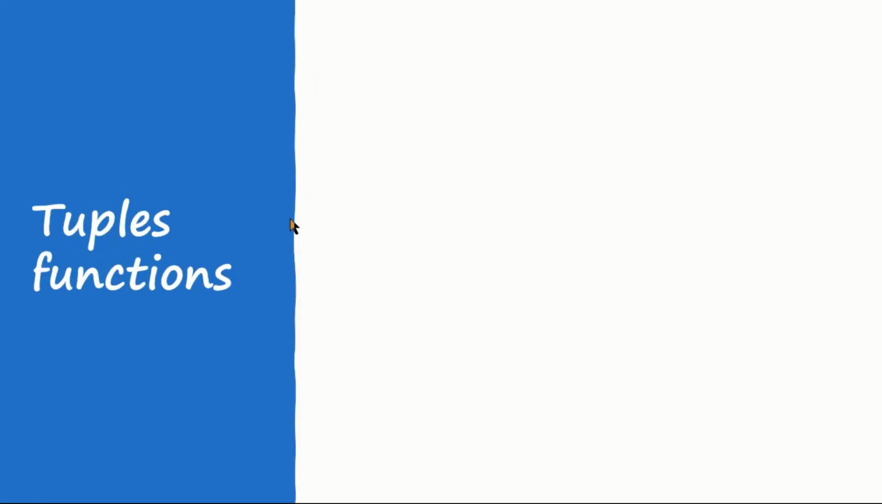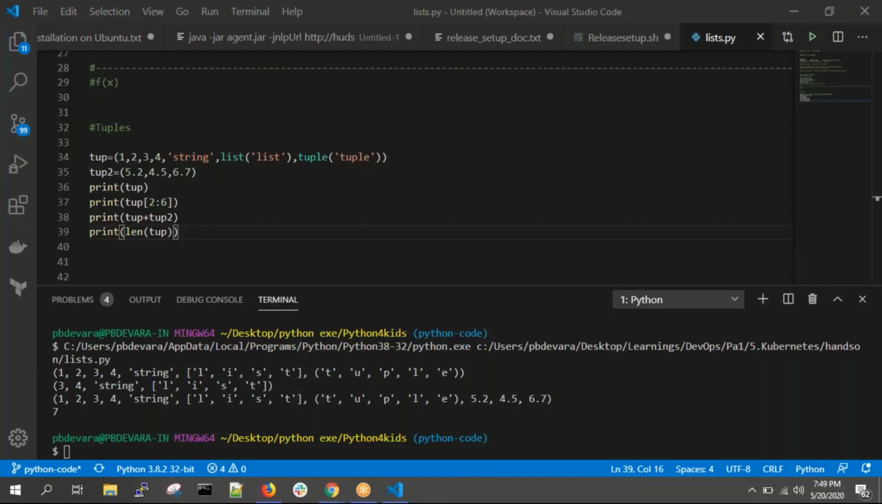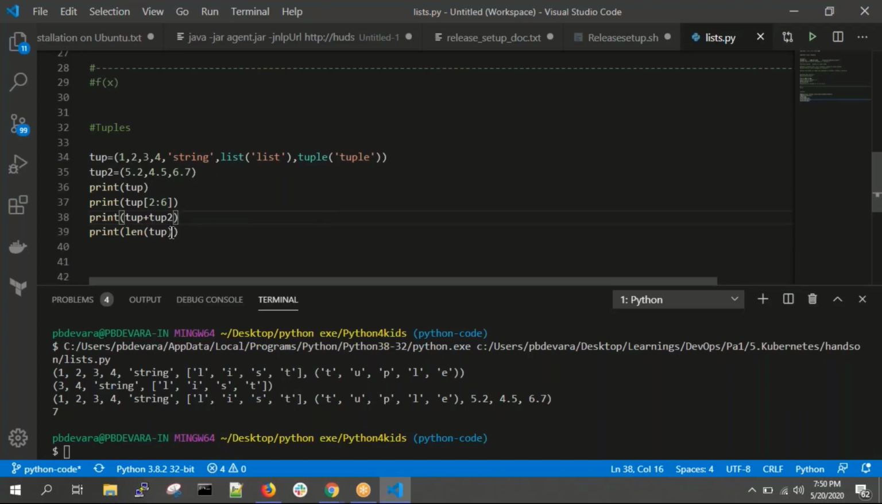Next, what functions does a tuple have? We can't do anything with it. Then what functions does it have? It has only the count function and the index function. These both functions don't do anything to the original tuple. They just give us values.